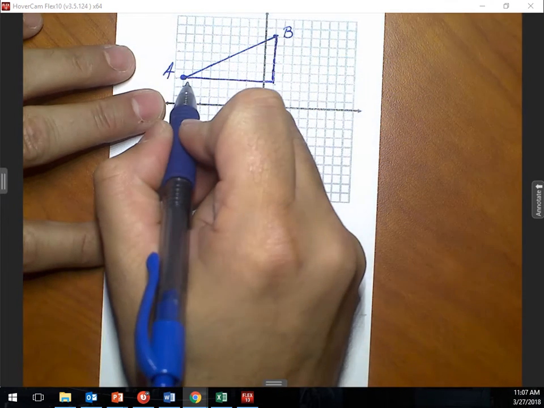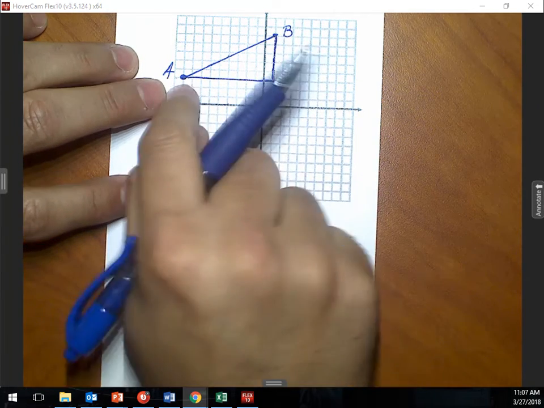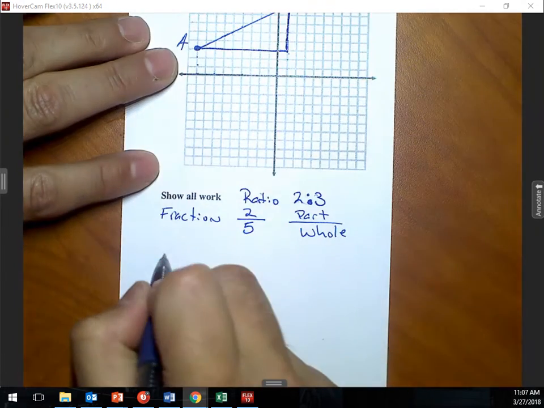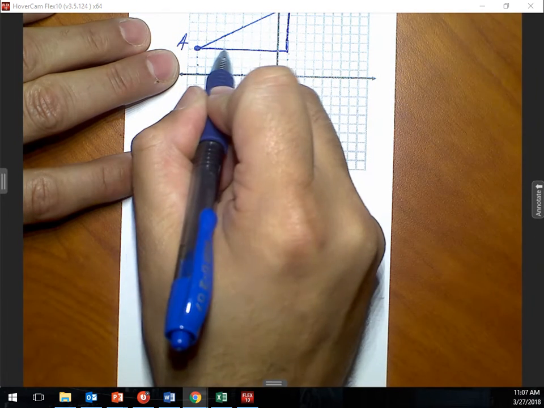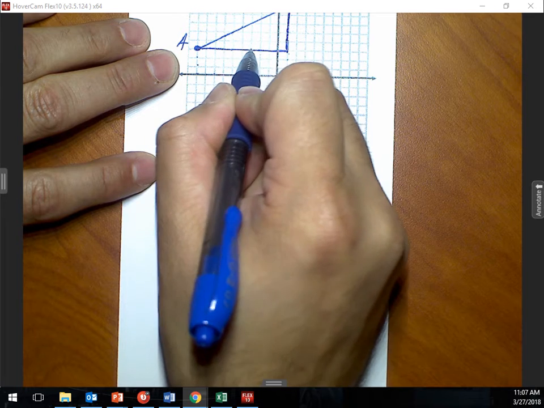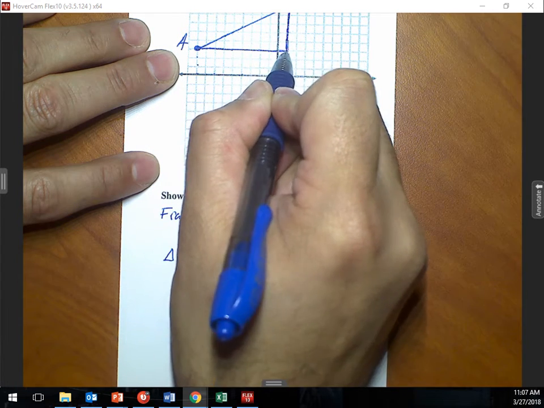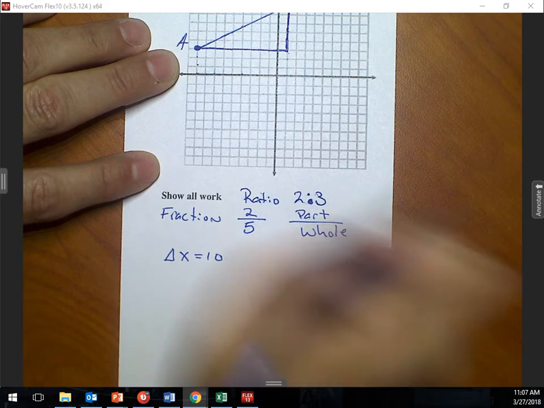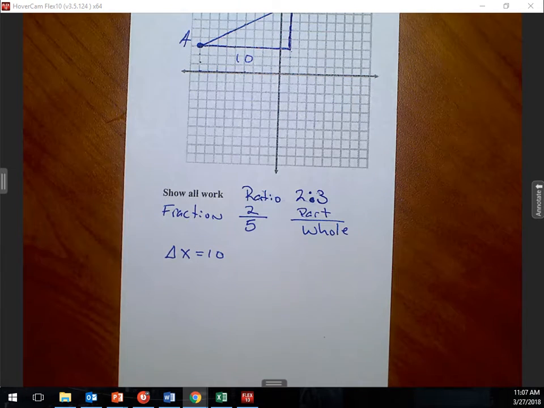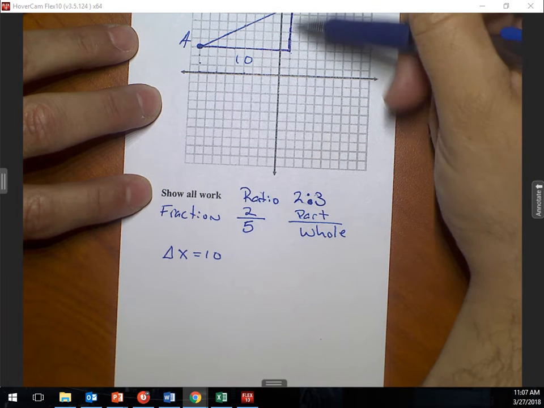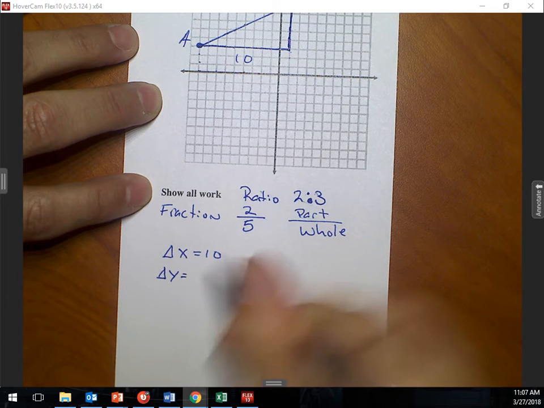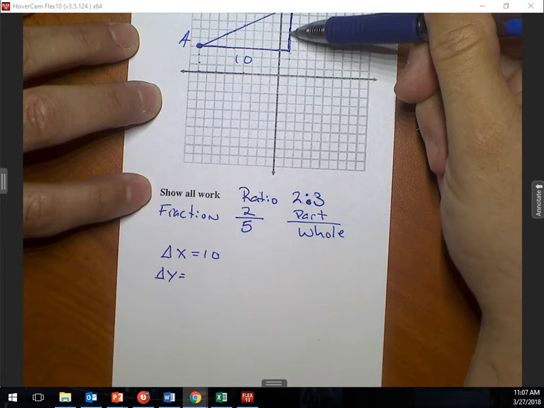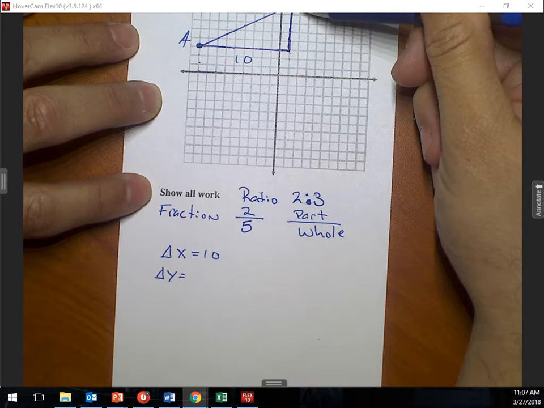So this is actually referred to as my delta x. It's my change in x value. So 1, 2, 3, 4, 5, 6, 7, 8, 9, 10. So this is 10. Now I'm going to do the y's. So it's going to be the change in y value, that's going to be my delta y. My change in my y value is 1, 2, 3, 4, 5.